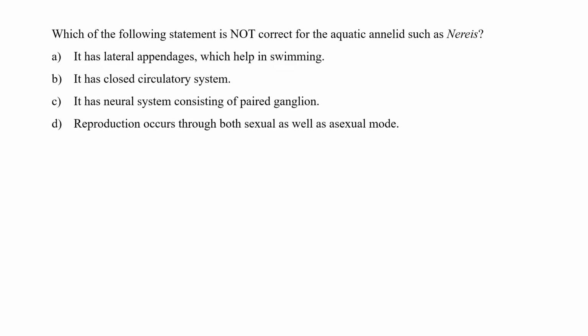Next question is, which of the following statements is not correct for aquatic annelids such as Nereis? It has lateral appendages which help in swimming. It has closed circulatory system. It has neural system containing paired ganglions, and reproduction occurs through both sexual as well as asexual mode. The correct answer to this question is option number D. Reproduction occurs through both sexual as well as asexual mode.